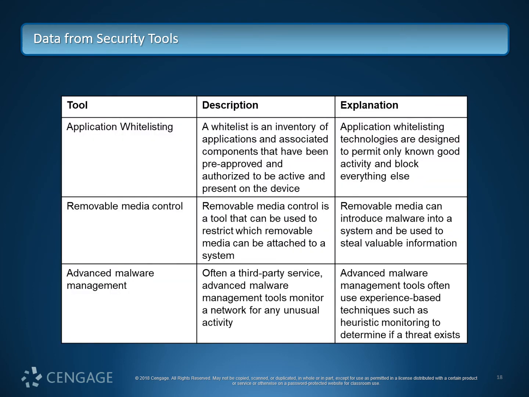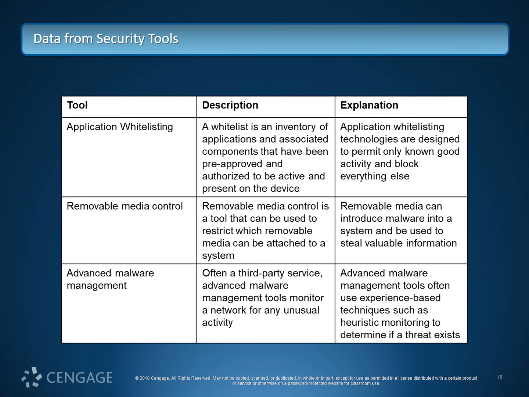So here we see some different tools we can implement, like whitelisting, so that we only permit known good activity. Removable media control, so we can control how things are introduced by removable media such as USB or SD cards, especially for routers, switches, and servers that have USB ports that can accept information externally for purposes of updating an OS or updating an application.